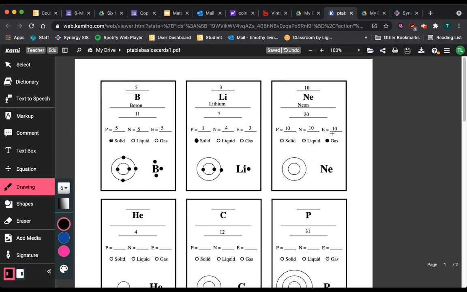and it has 10 electrons. So how this is going to work, I'm going to do 1, 2, and then 3, 4, 5, 6, 7, 8, 9, 10. So I can fit 8 in this outer ring. And then for neon, right around here, I'm going to put 8 of these right around like so.